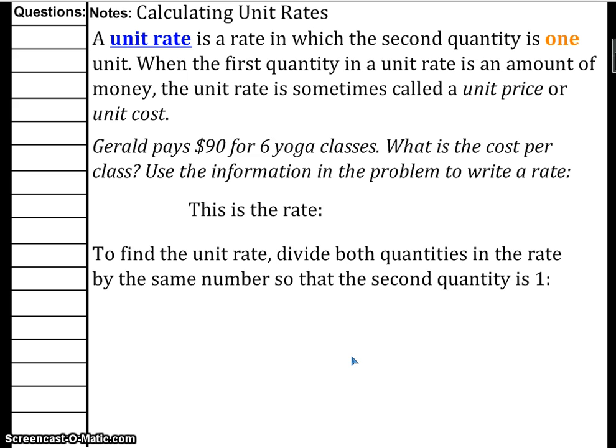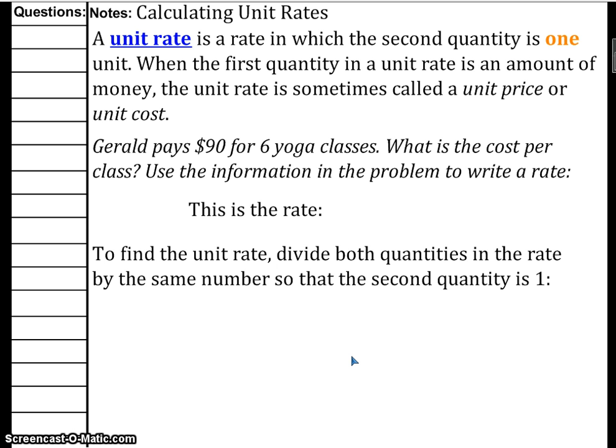The next section of our notes is calculating unit rates. A unit rate is a rate in which the second quantity is 1 unit. I'll say that again. A unit rate is a rate in which the second quantity is 1 unit. When the first quantity in a unit rate is the amount of money, the unit rate is sometimes called a unit price or a unit cost. So you won't always see the words unit rate. If you're dealing with money, you may see unit price or unit cost.